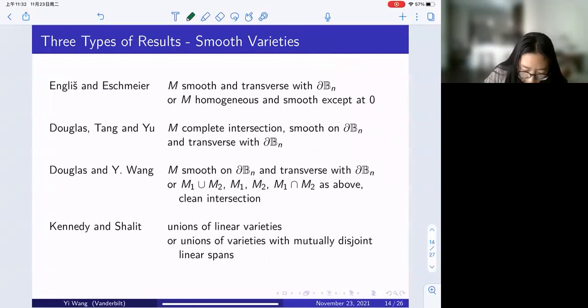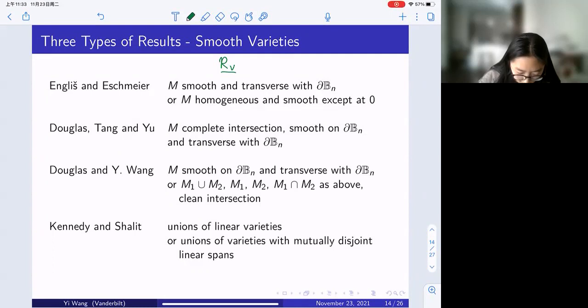And the second type involves something more geometric, which is smooth varieties. There's the work by Engliš and Eschmeier, Douglas and Tan and Yu, and also Kennedy, Charlotte, myself and Douglas. It involves a geometric version, which involves the submodule R_V, which we introduced before. So those are all the analytic functions that vanish on this variety.